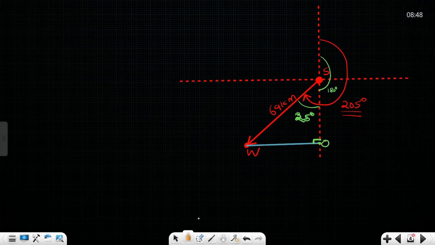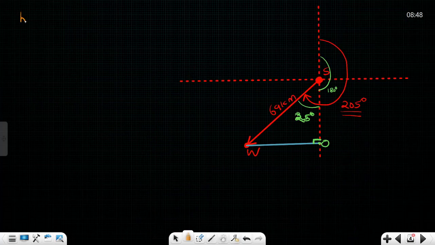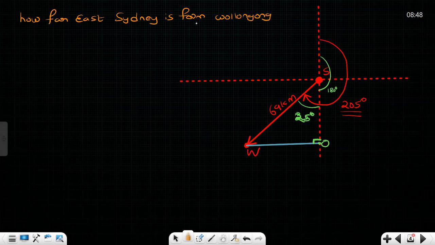Now, what is the second question they're asking? How far east Sydney is from Wollongong? So question is, how far east Sydney is from Wollongong? So from Wollongong, how far east is Sydney? Very simple. That is nothing but this distance. If you stand at Wollongong, what is your east direction? Towards your right hand side.